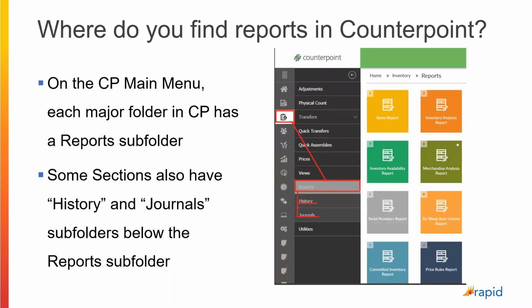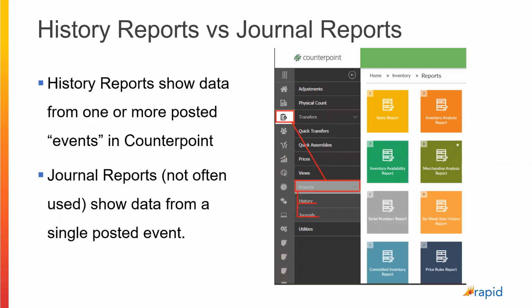And sometimes you might even see subfolders underneath the reports folder, one often for history and one for journals. Just to explain what those mean, history reports are showing data from one or more posted events in the past. So it's actually a great way to look at multiple posted events over a period of time. A journal report would only focus on a single posted event. Because you can generate a history report and only focus on one event, like an end of day posting, within the history reports, you don't often go to the journal reports.